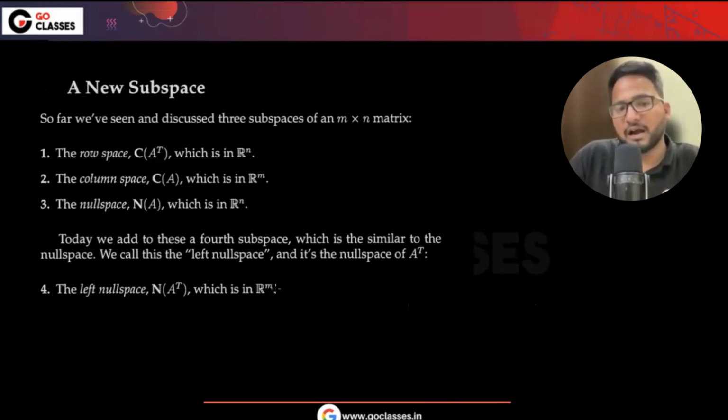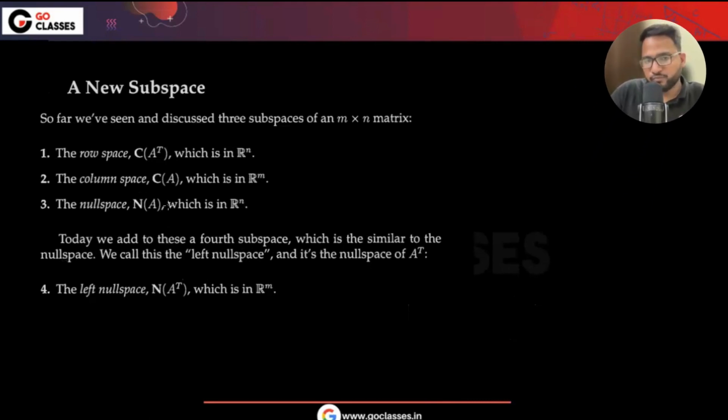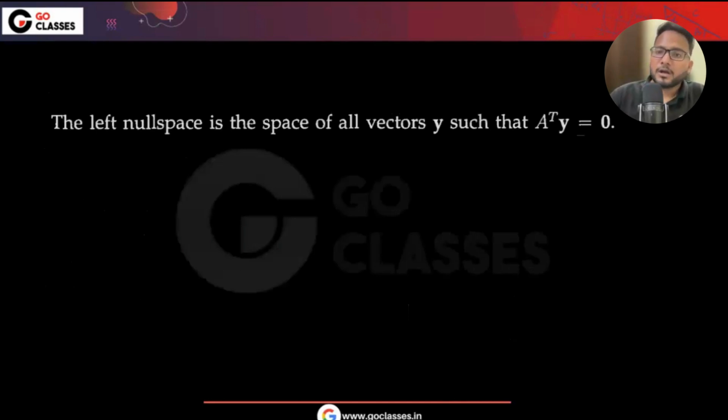So I will tell you what this means. Today we are going to see this particular space. We add to these the fourth subspace, which is similar to the null space. We call it the left null space, and it's the null space of A transpose. So let's see what this means. We define the left null space like this.